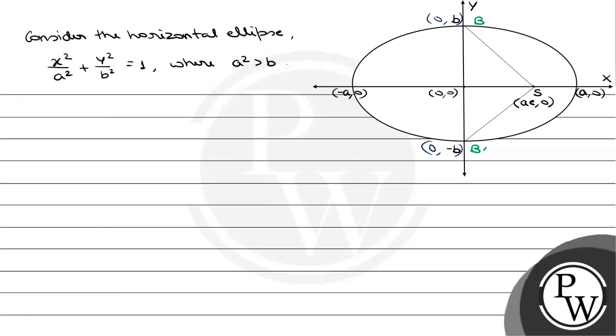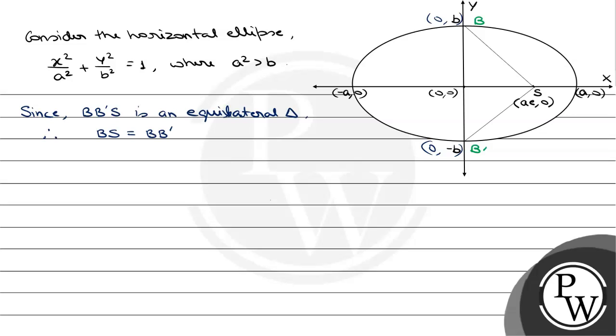So according to the question, since S B B dash is an equilateral triangle, therefore we can say that SB is equal to BB dash. Since the given triangle is equilateral, it means the lengths of all the sides will be equal to each other.